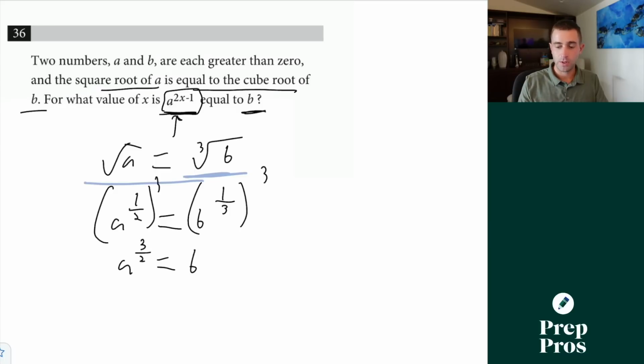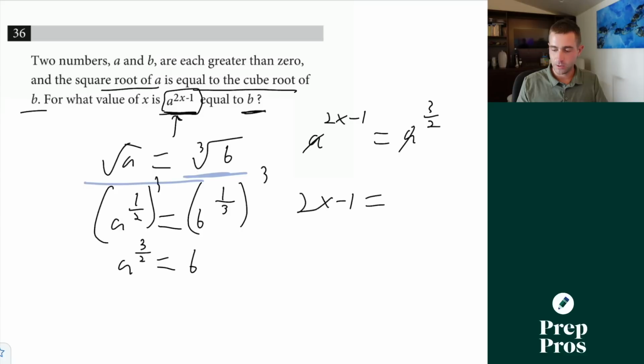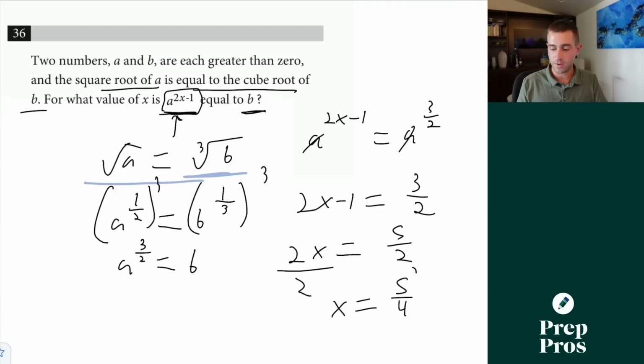Well, now since we know that a to the 2x minus 1 also equals b, we can simply set those two equal to each other. A to the 2x minus 1 is going to be equal to a to the 3/2. Now we can cancel out our bases, and we simply get 2x minus 1 is equal to 3 over 2. Well, we can add the 1 over, so we'll get 2x equals, and 1 is the same as 2 over 2, so 5/2. Now we divide both sides by 2, and we'll get our correct answer of x equals 5/4.